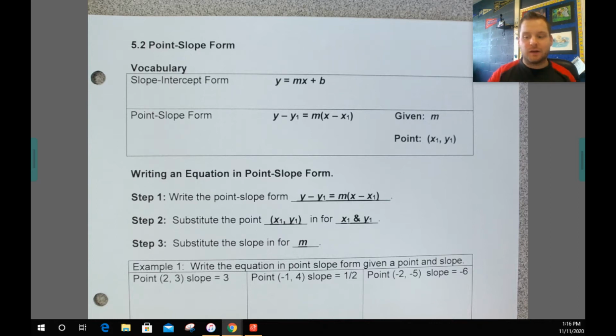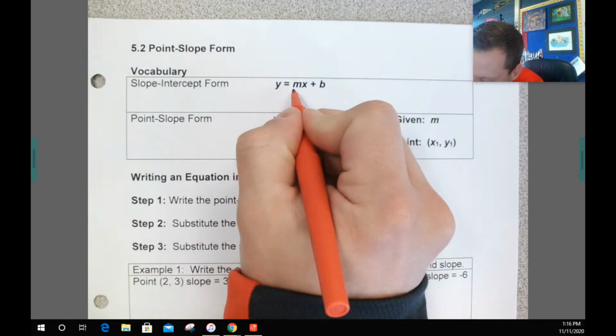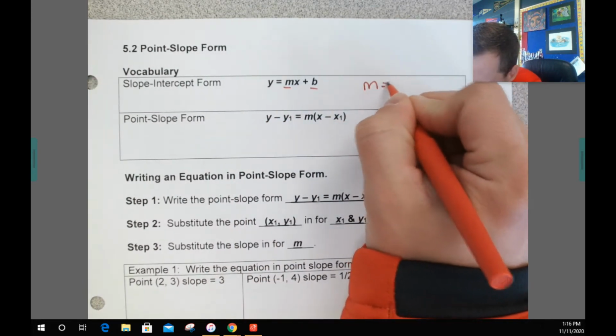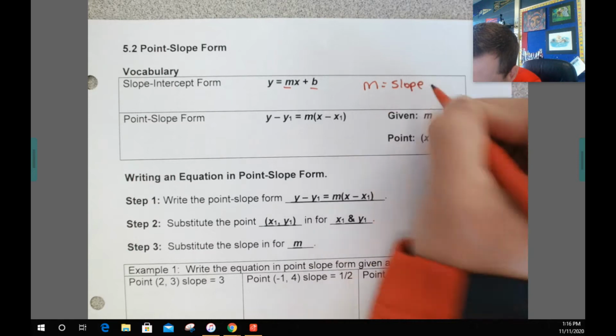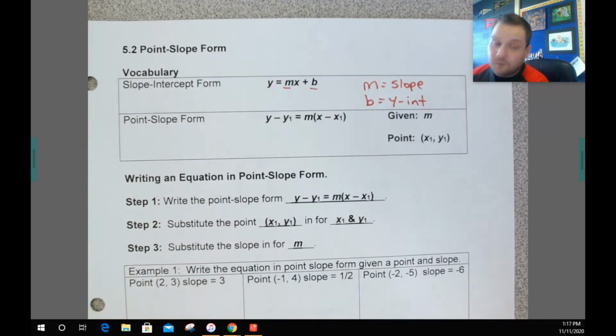Alright, so today we're going to look at this new idea, or this new formula, and it's called point-slope form. Our two vocab words for today, and it's really just formulas for the day, are slope-intercept form. We already talked about this. We've already spent multiple days on that, where m is going to be our slope, and b is our y-intercept. And then the new formula for the day is point-slope form.